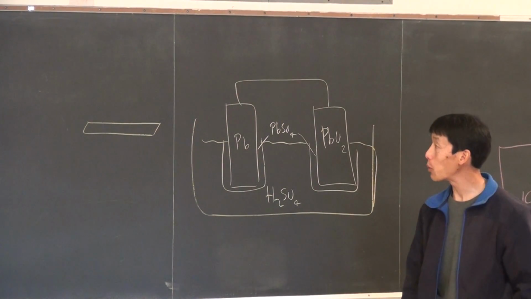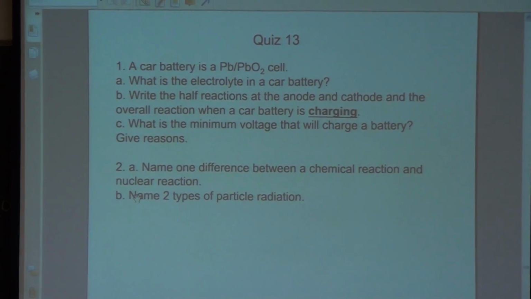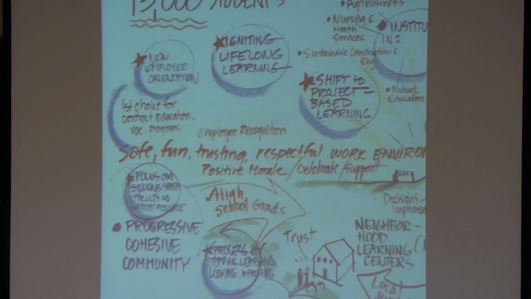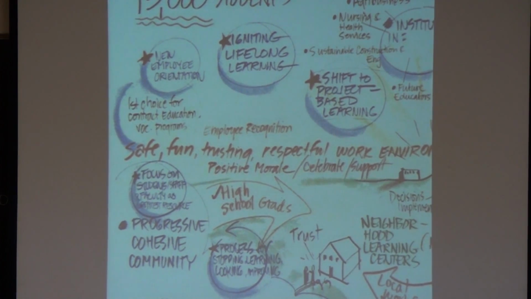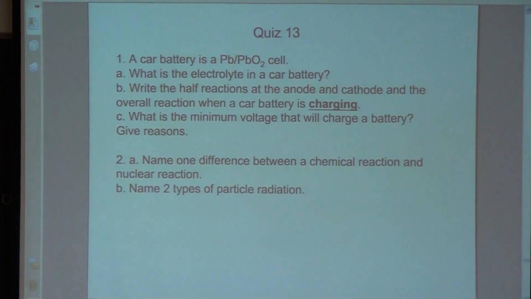Okay, let's go into part C. What is the minimum voltage that will charge a battery? So we said that for one cell in a car battery, that produces 2 volts. So to charge a battery, we need our applied voltage to be, like George says, what would you say, 2.01 volts. Okay, so that's the minimum required to charge one cell in a car battery.